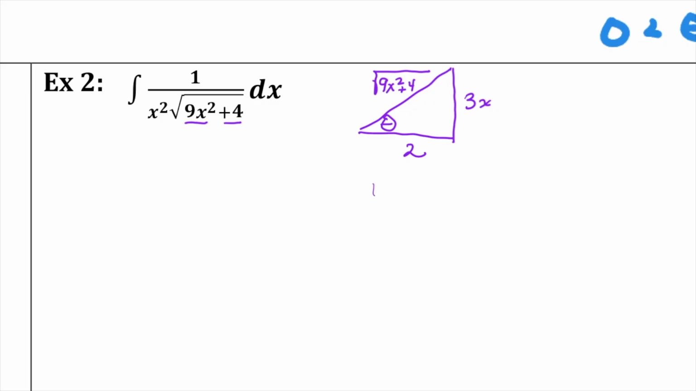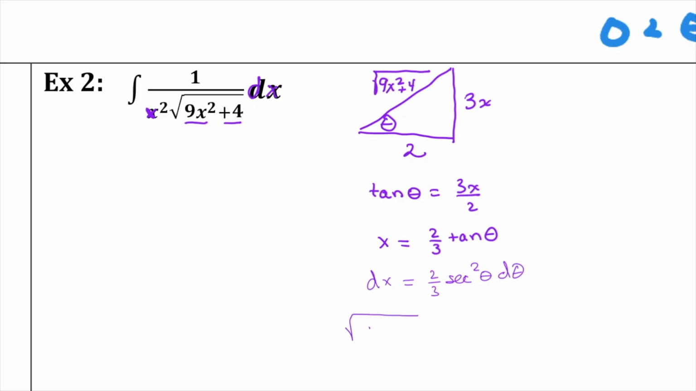For this problem, I'm going to say that the tangent of theta is equal to 3x over 2. Solving for x, I get x equals 2/3 tangent theta. Now I'm remembering that I need to find dx. dx will be 2/3 secant squared theta d theta. As I look at the problem, I can now replace all of my x's and my dx, but I'm curious, what do I get if I simplify the square root of 9x squared plus 4? Substitute.